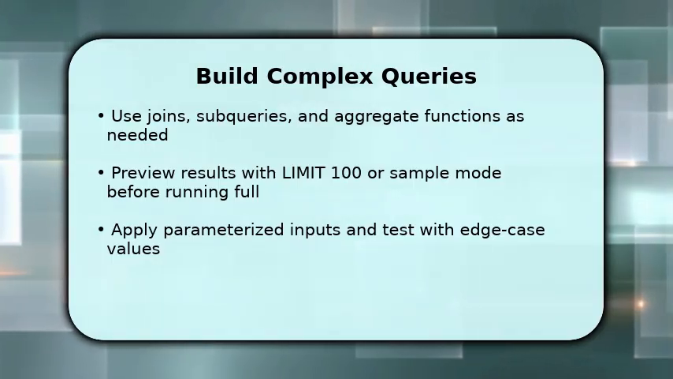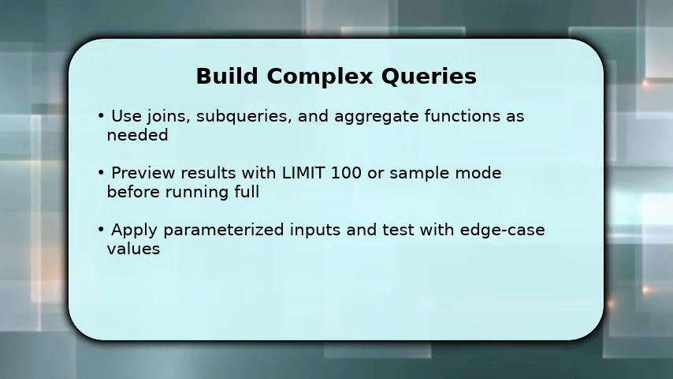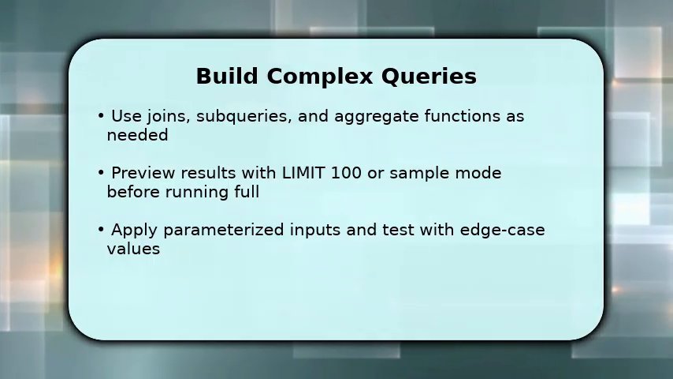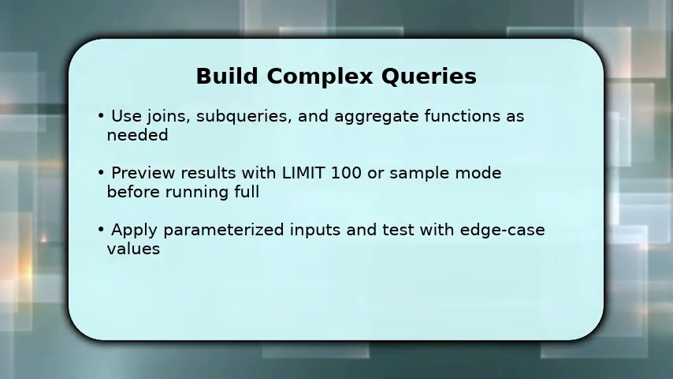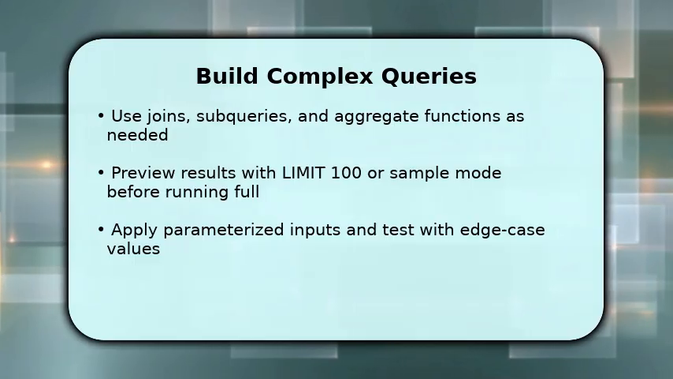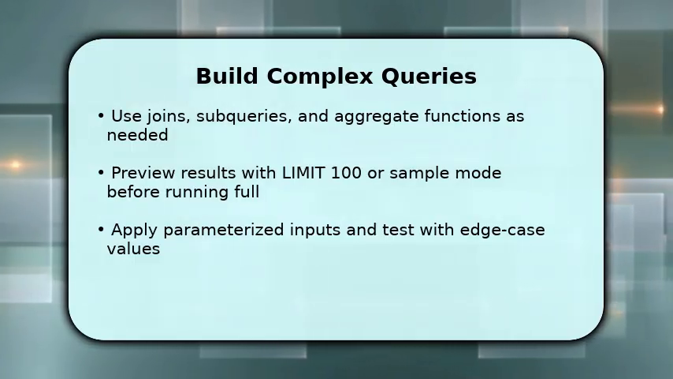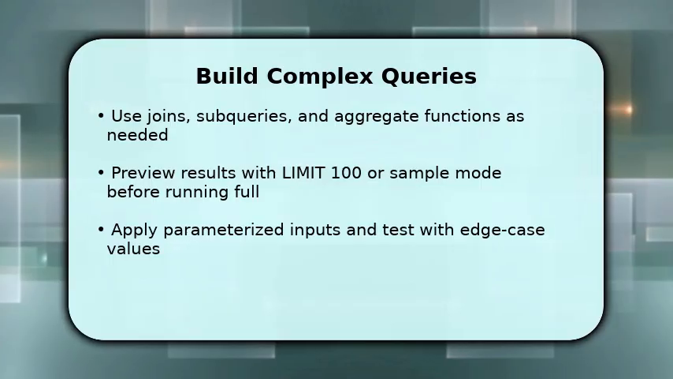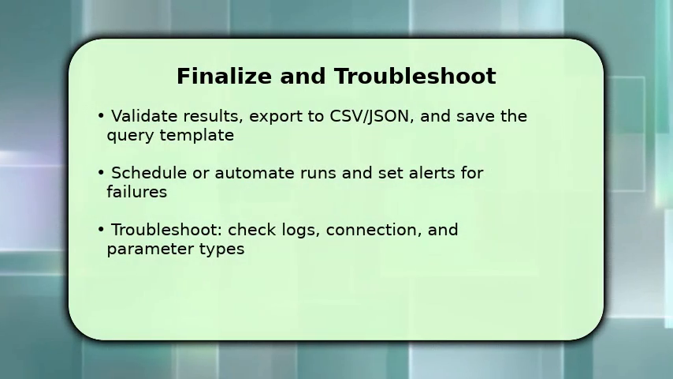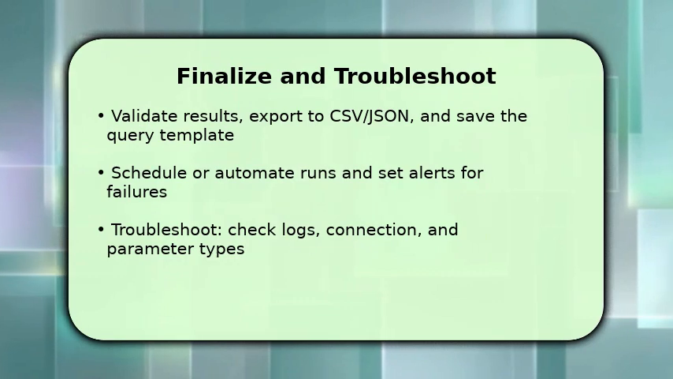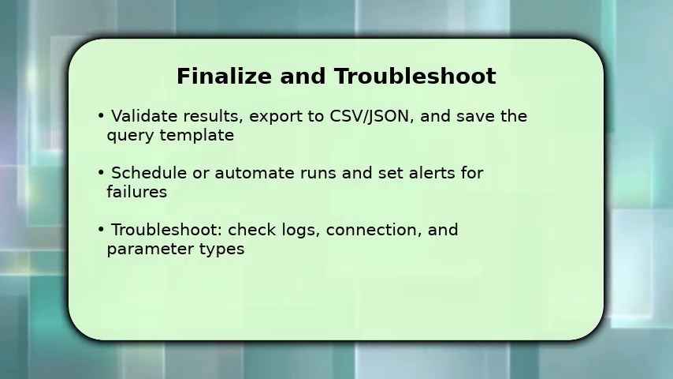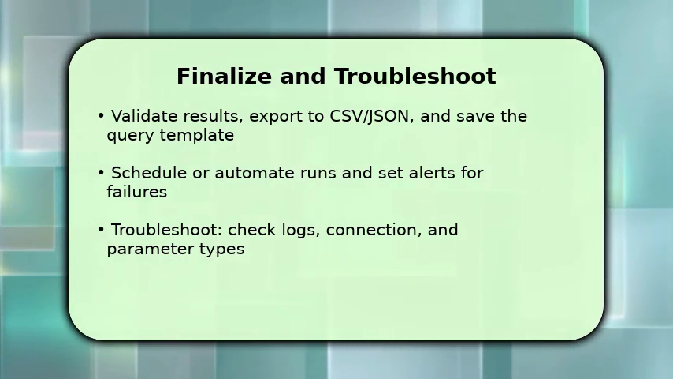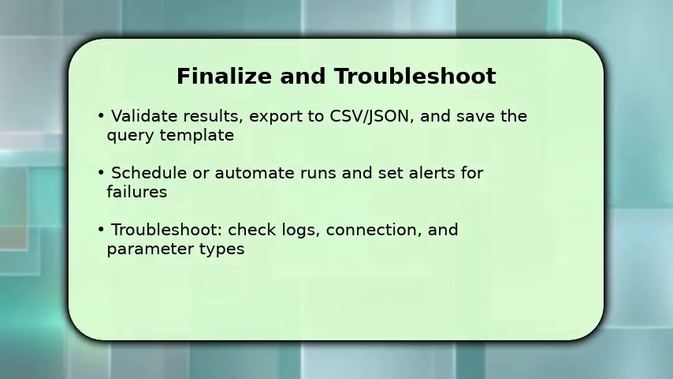Then replace literals with parameterized inputs so the wizard can reuse the template safely. Make sure to test parameters with edge case values, and you finish by validating results against expectations, exporting to CSV or JSON, and saving the query template for reuse. That preserves your work. Once saved, schedule recurring runs or automate execution, and set alerts so you're notified on failures.